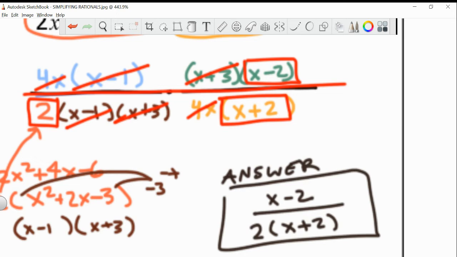unfactor stuff. We want to break it into all the parts and then cross out parts, and that's it. We don't ever need to multiply the parts back together. So we do not need to distribute the 2 here. We're done. This is beautiful. This is the perfect answer. Really good job. Really, really good job.